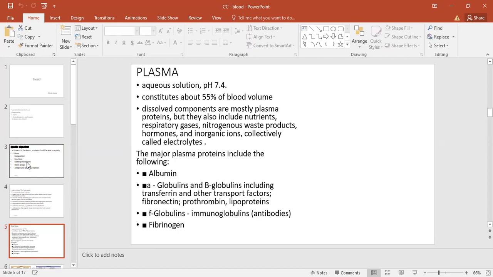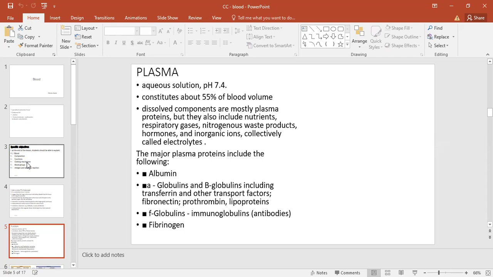Plasma. Plasma is an aqueous solution and the pH is about 7.4. It constitutes about 55% of all the blood. Dissolved components are mostly plasma proteins, but they may also include nutrients, gases, waste products, hormones, and ions, and these are collectively known as electrolytes.